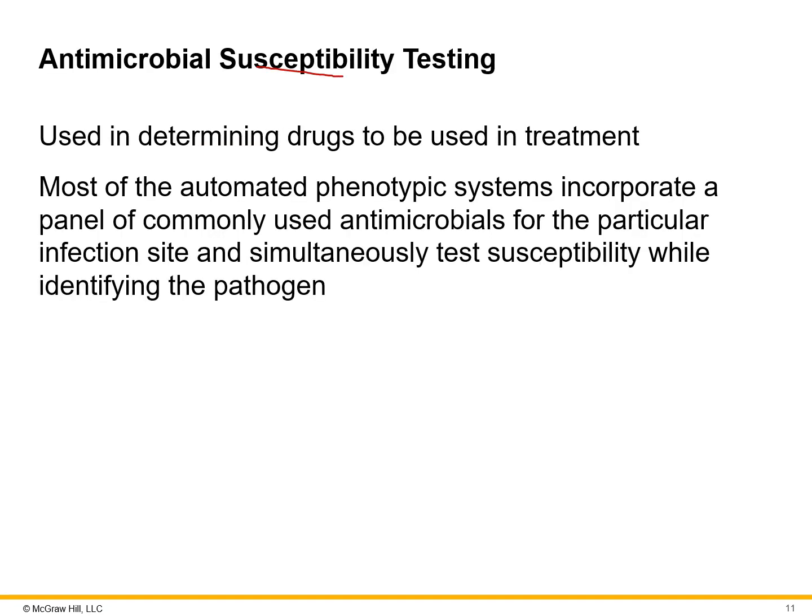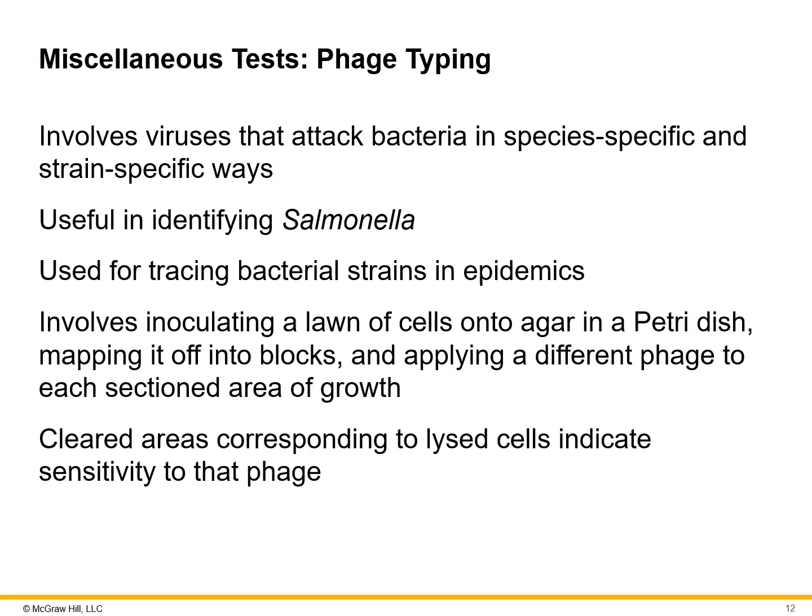Antimicrobial susceptibility is also used. So this is just more of an automated system in which the bacteria is exposed to different antimicrobials, so like different antibiotics or something for a particular infection site. So it simultaneously tests for multiple things to see what it's sensitive to and what it isn't. And that can also help identify the pathogen.